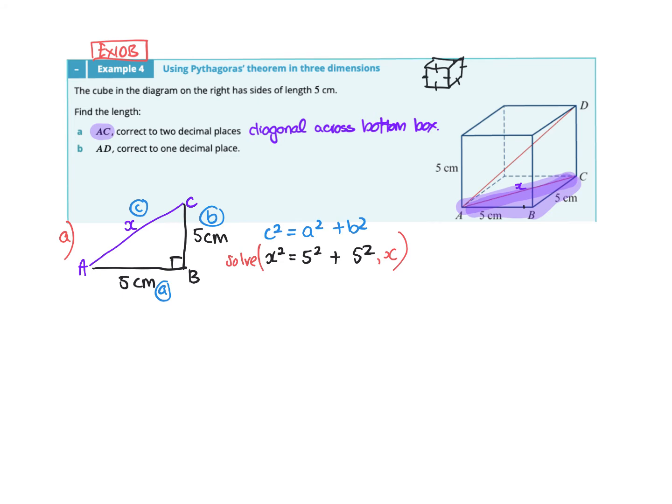Okay, so it says to 2 decimal places. So I've got X, when I did that, X is 7.07. So we probably should write the final answer. So they said AC is 7.07 centimeters.